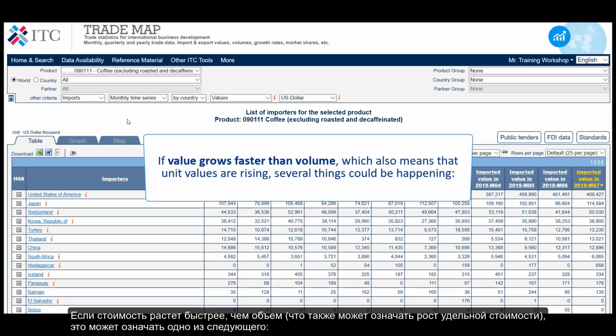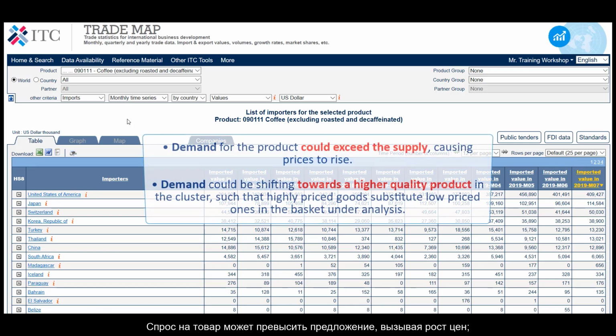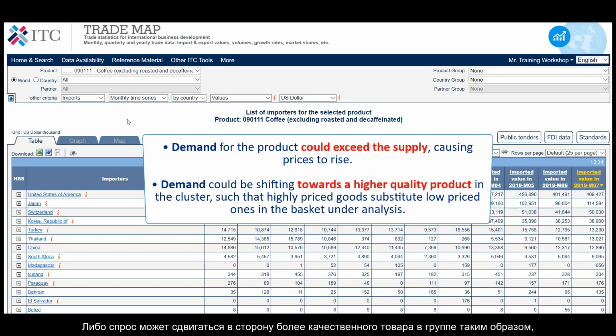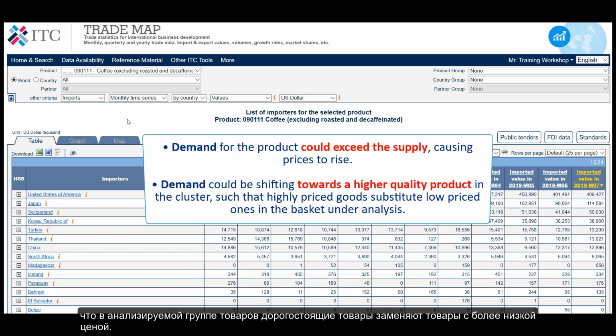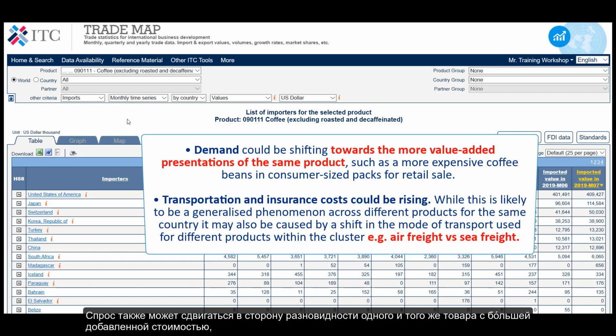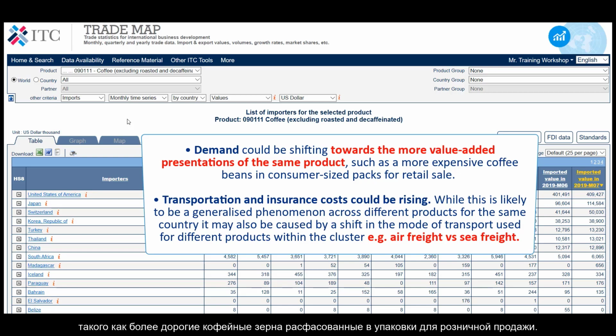If value grows faster than volume, which also means that unit values are rising, several things could be happening. The demand for the product could exceed the supply, causing prices to rise. Alternatively, demand could be shifting towards a higher quality product in the cluster, such that highly priced goods substitute low-priced ones in the basket under analysis. Also, demand could be shifting towards the more value-added presentations of the same product, such as more expensive coffee beans in consumer-sized packs for retail sale.